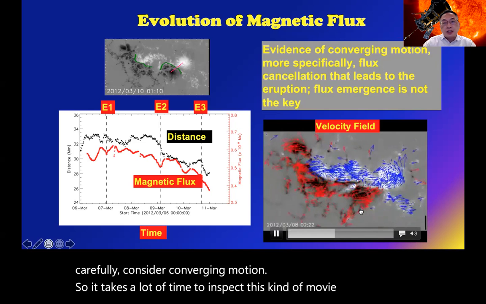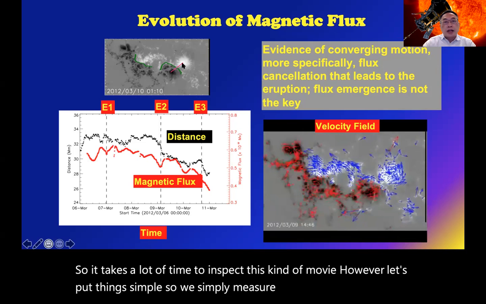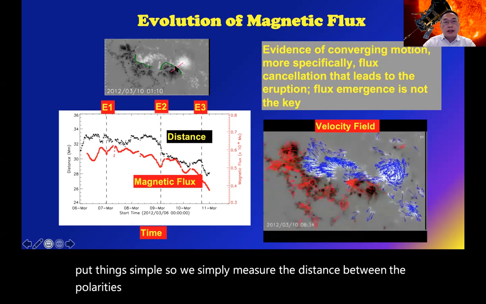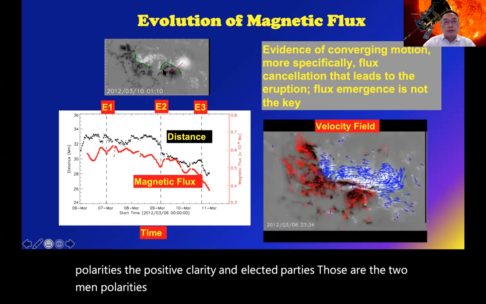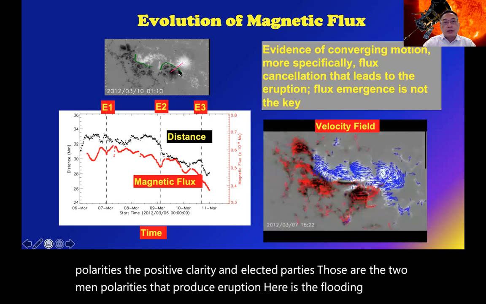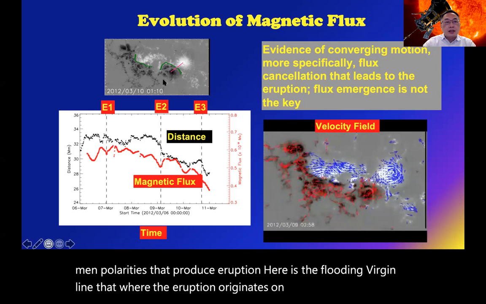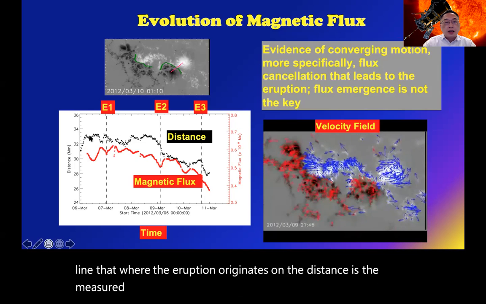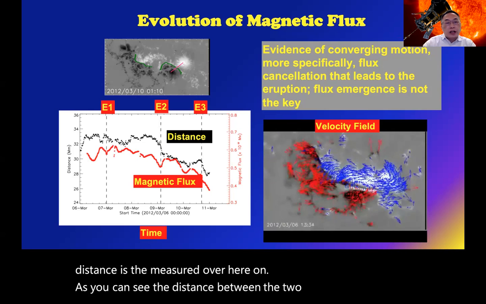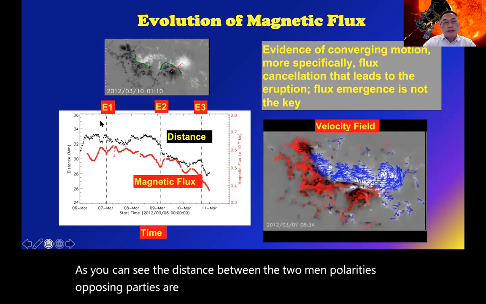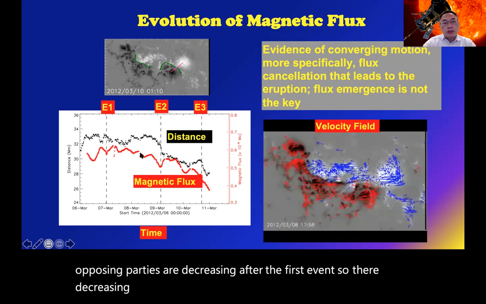However, let's put things simply. We simply measure the distance between the polarities, the positive polarity and the negative polarity. Those are the two main polarities that produce the eruption. Here is the polarity inversion line, where the eruption originates. The distance is measured over here. As you can see, the distance between the two main opposing polarities is decreasing after the first event. Similarly, the total flux also decreases.